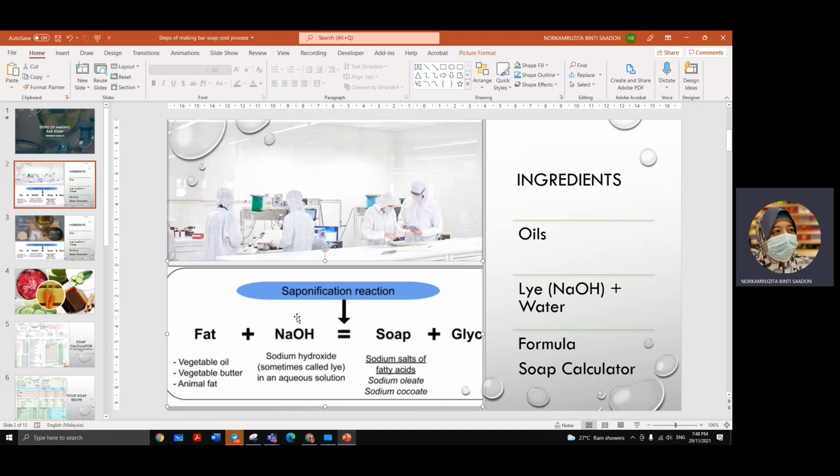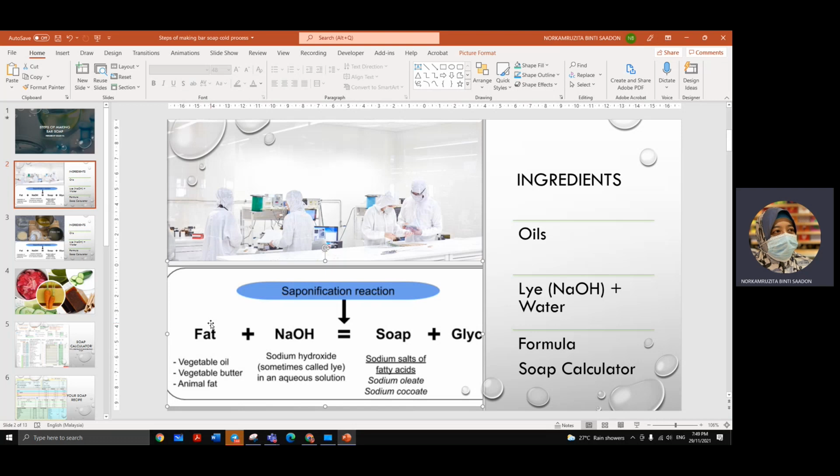So what happens is that when you talk about fats, these fats can come from any types of oil, including animal fat. But in your case, because you are going to produce bar soap, which is for the body cleanser, you just need to have vegetable oil. So do not use any waste cooking oil or animal fats. Bear in mind, just choose any vegetable oil. We're going to discuss the vegetable oil later.